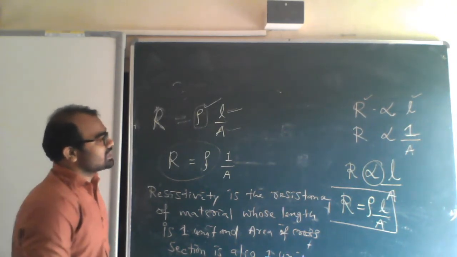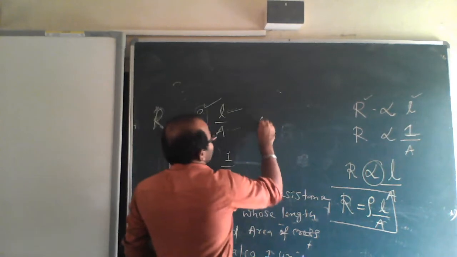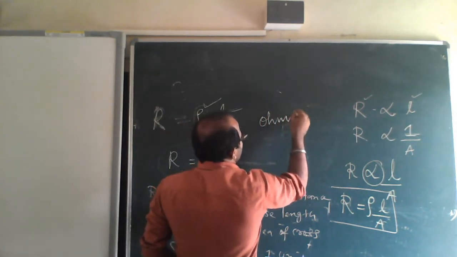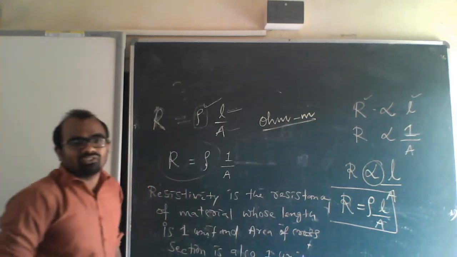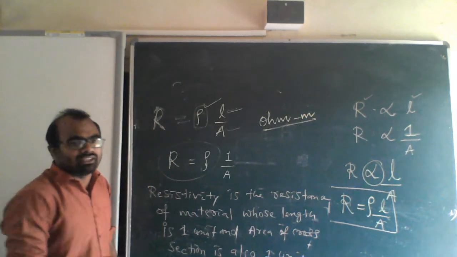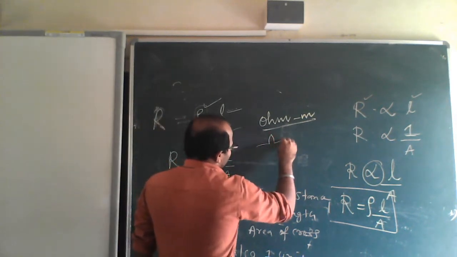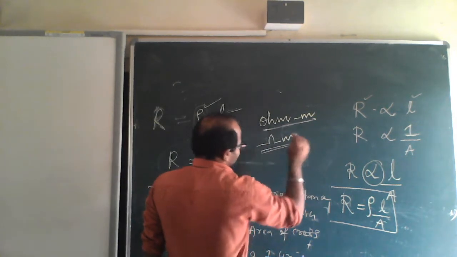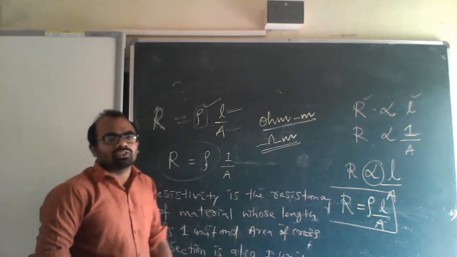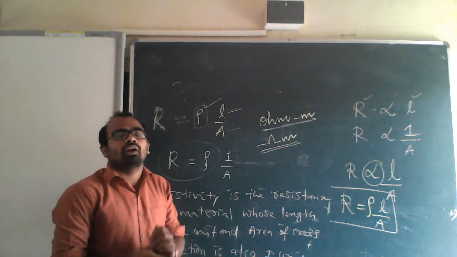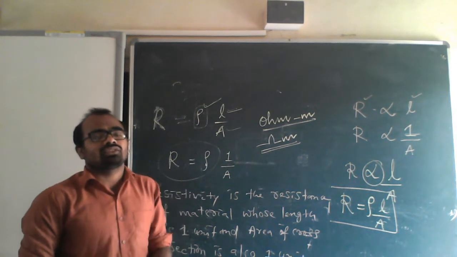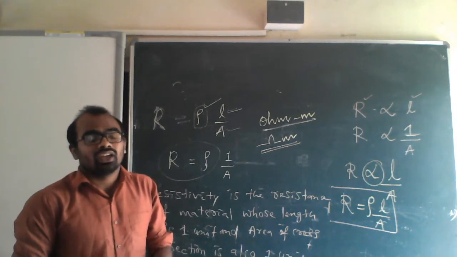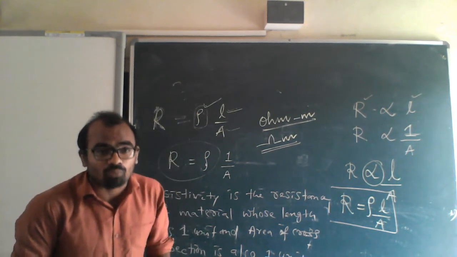And what is the SI unit of resistivity? The SI unit of resistivity is ohm meter. Remember, the SI unit of resistivity is ohm meter. The SI unit of resistance is ohm.